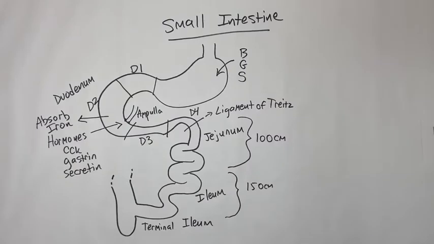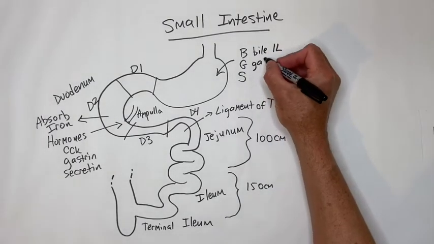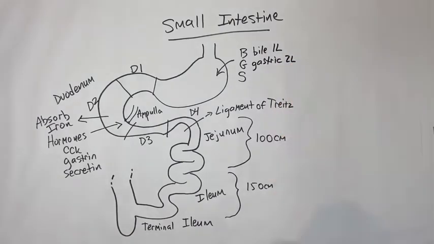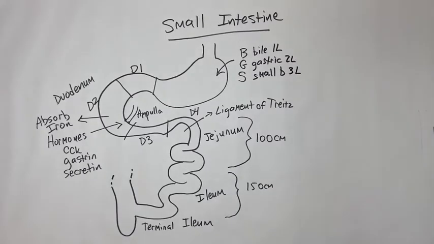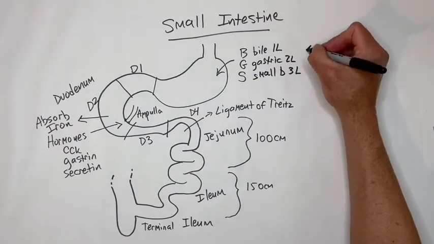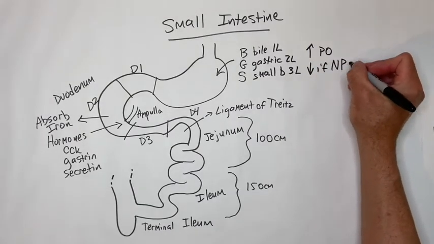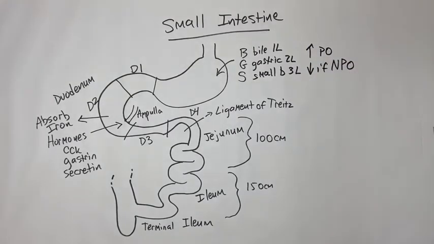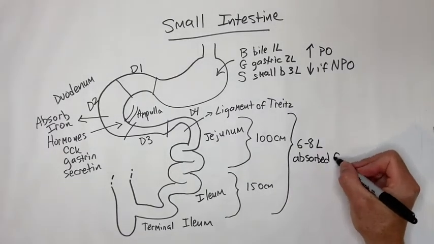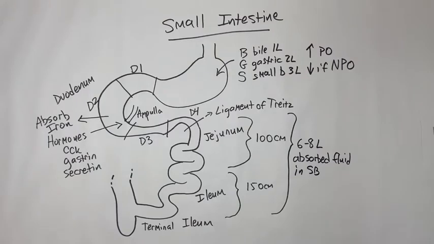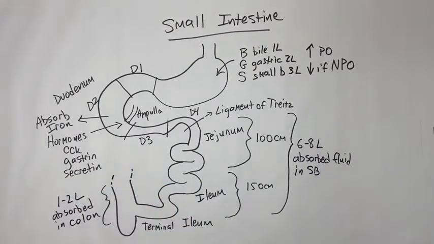BGS 123 is one way to remember that in a fasting state, the body naturally can produce 1 liter of bile, 2 liters of gastric secretions, and 3 liters of small bowel secretions. Higher amounts in the fed state due to hormonal stimulation, hence the NPO treatment of obstructive bowel disease to decrease these amounts as much as possible. So the small bowel is responsible for reabsorption of 6 to 8 liters a day of fluid, whereas the colon reabsorbs the last 1 to 2 liters per day.